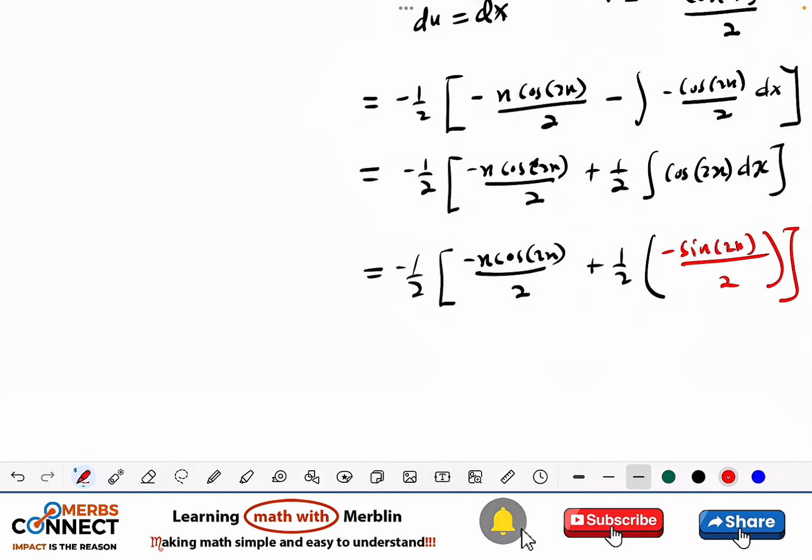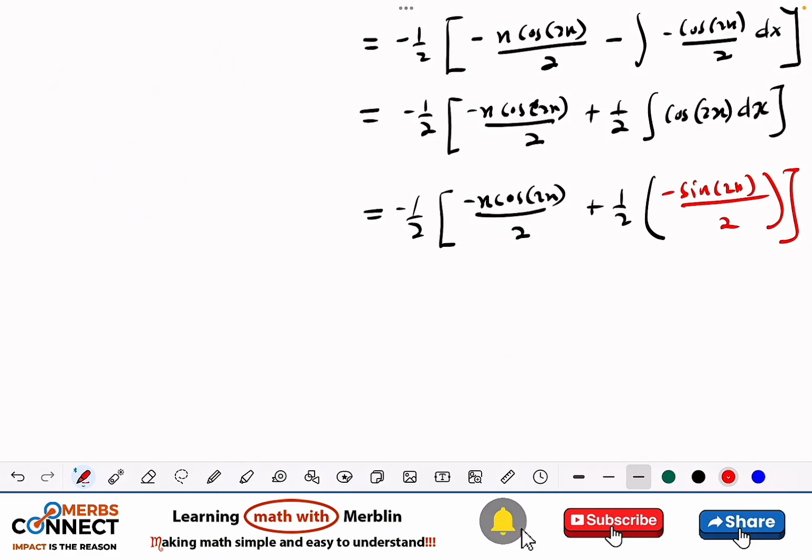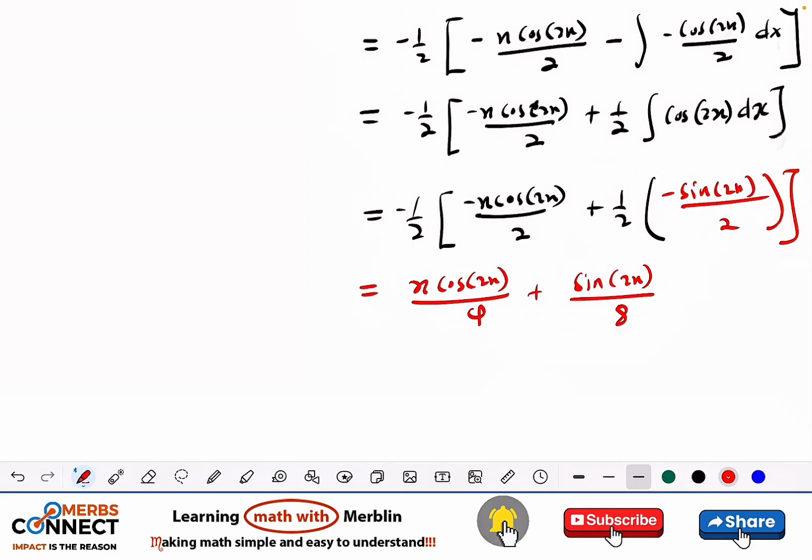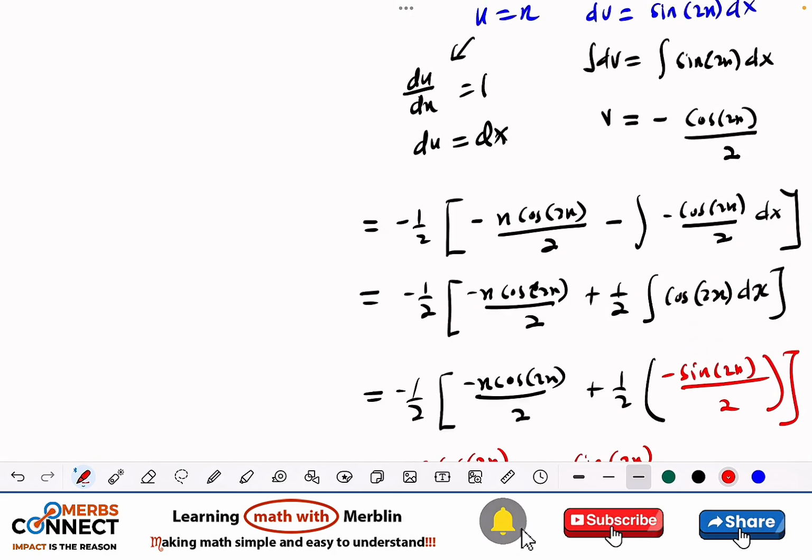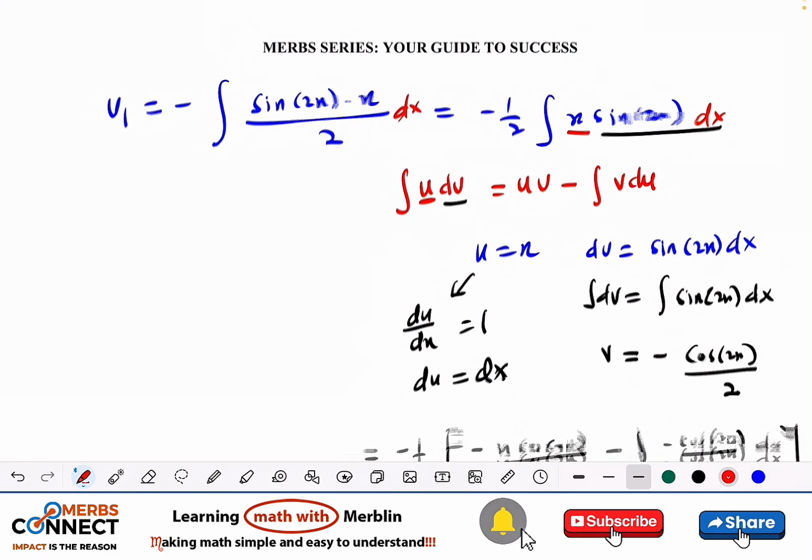Good. Now I can just simplify this by multiplying through by minus half. So this is going to be x cos 2x divided by 4. Then I have minus here, making positive. 2 times 2 times 2 is going to give us 8. So plus sin 2x divided by 8. So this is u1.